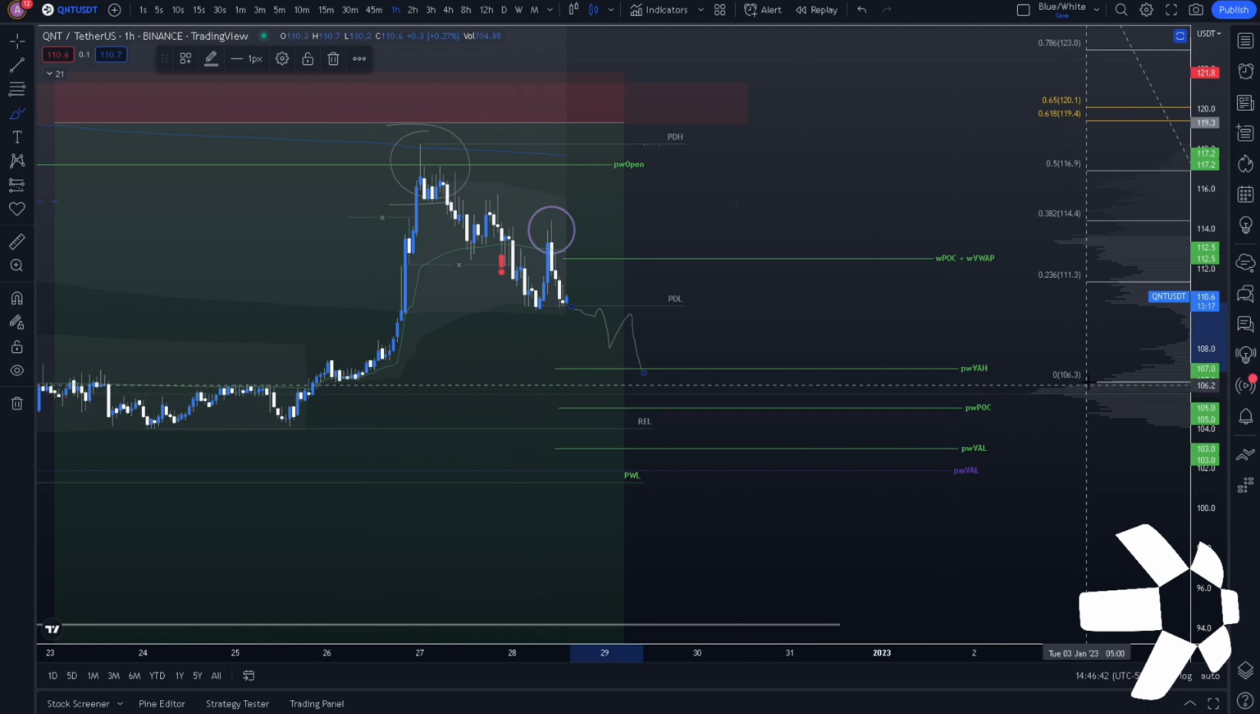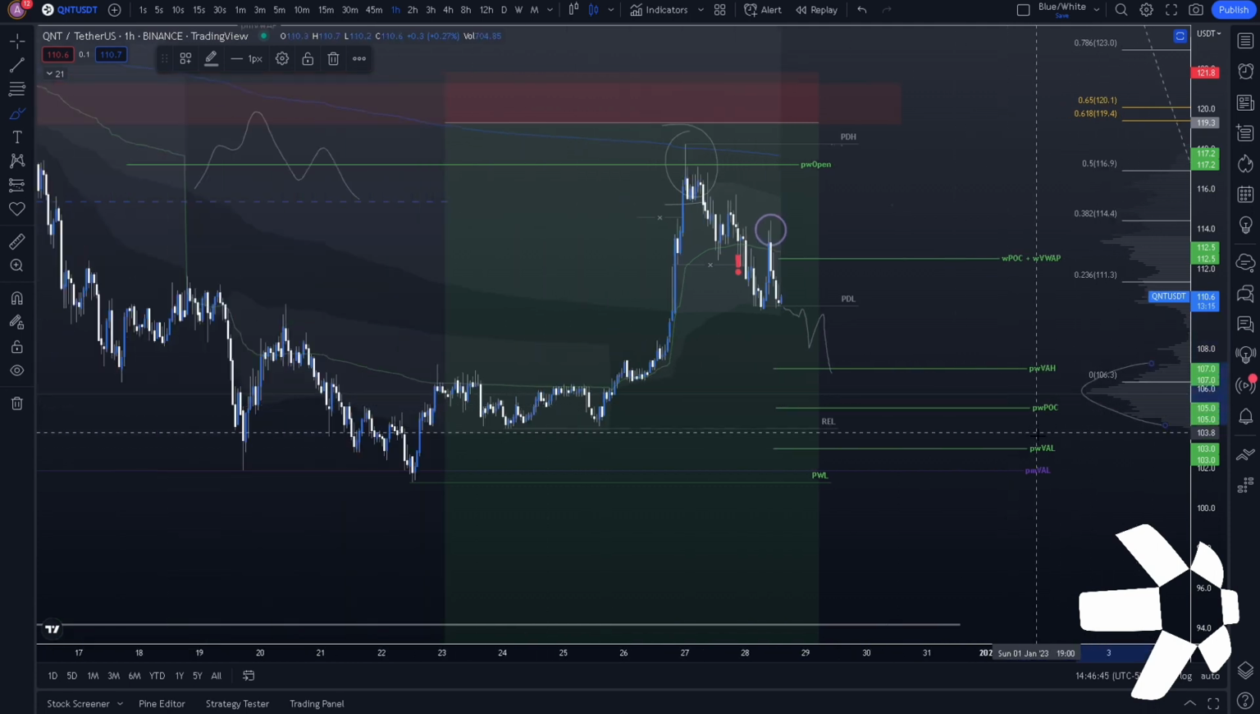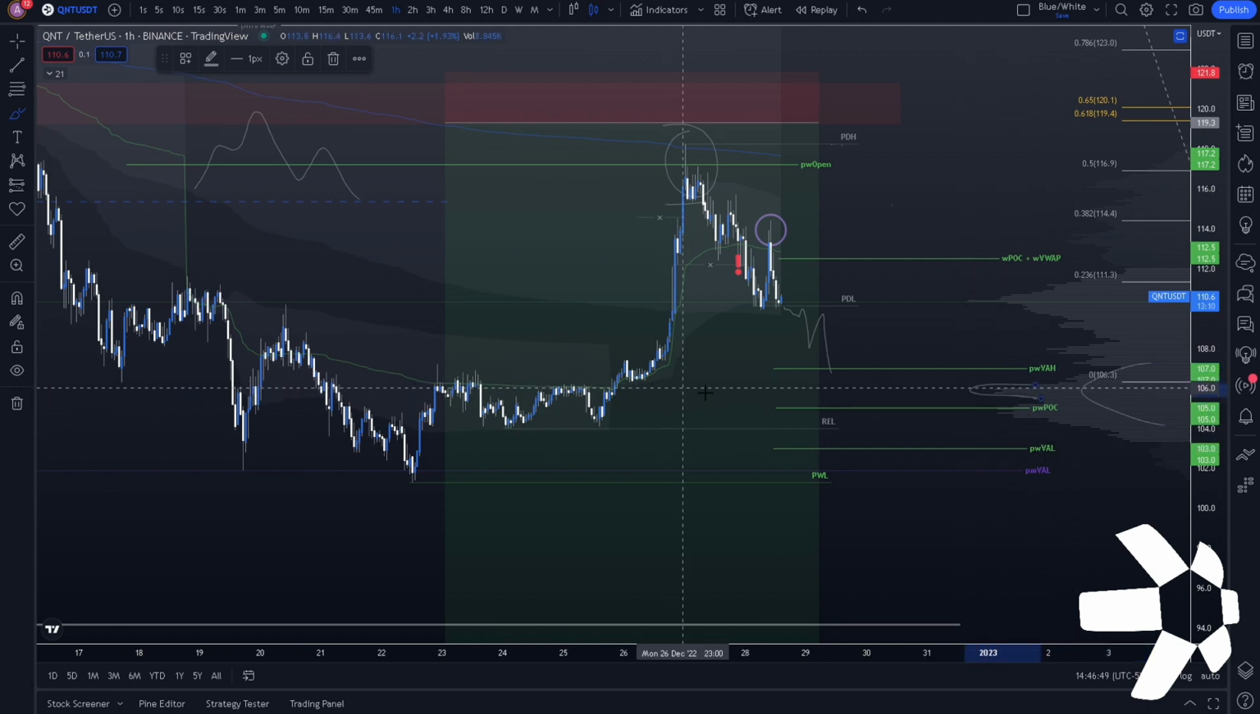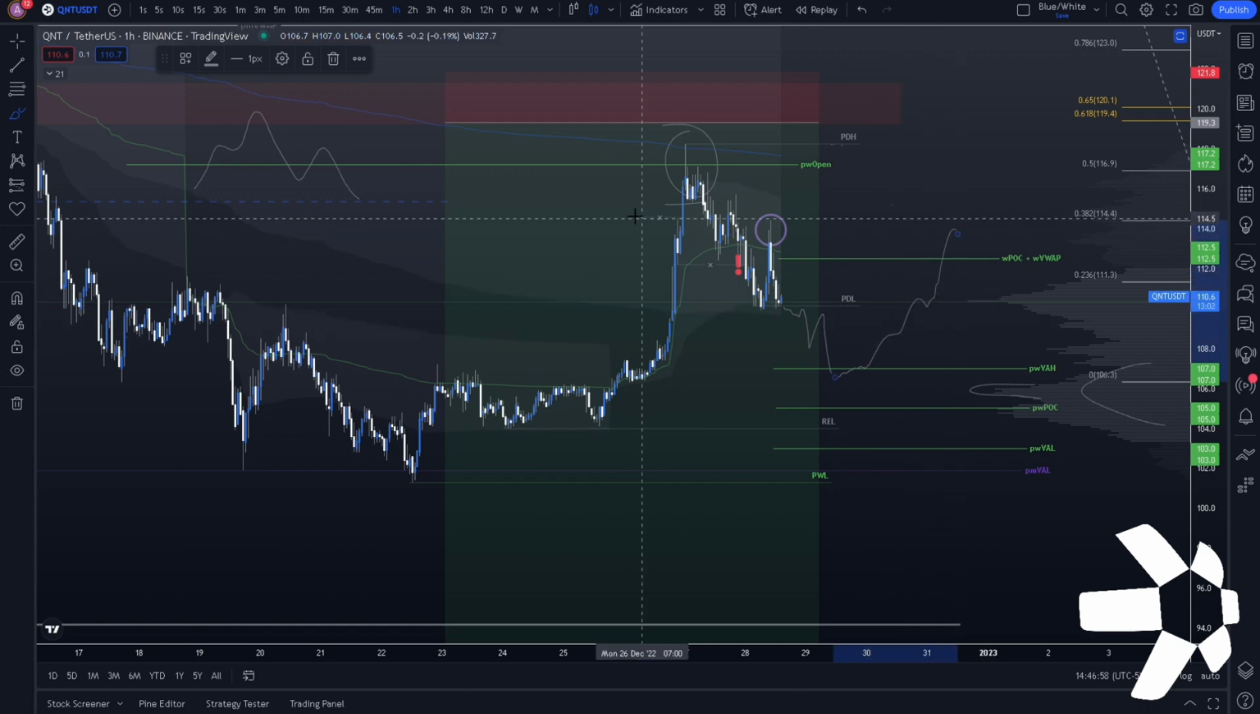as it looks like there's a good amount of volume right here. If you see this volume node, there's a good amount of volume in this area. So there's a chance that we can get caught between this previous week value area high and previous week value area low, and then possibly see some movement back up.